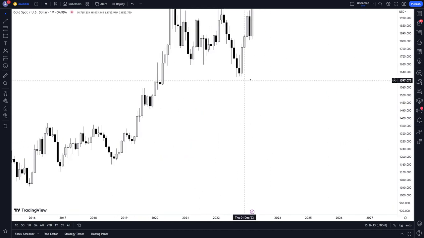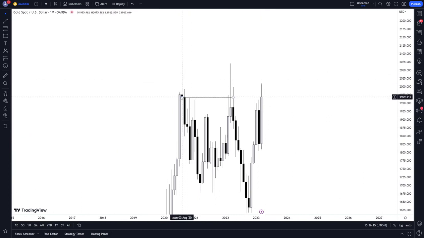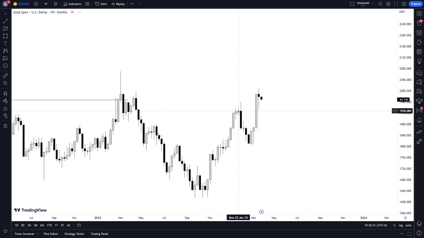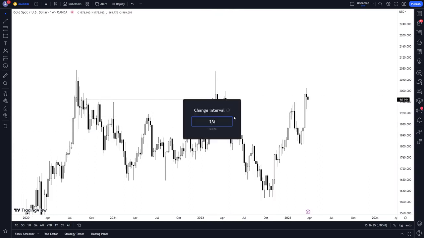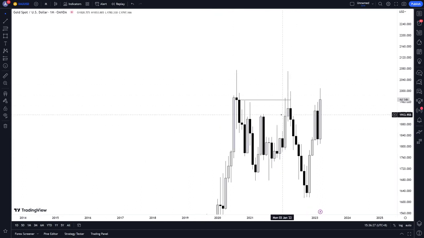So here we have a completely fresh monthly SNR. What type of SNR is this? Open close, right? We have the first touch, in which monthly rejected, but weekly never broke out. We have the second touch in this big long candle.